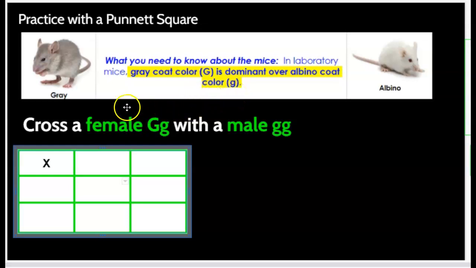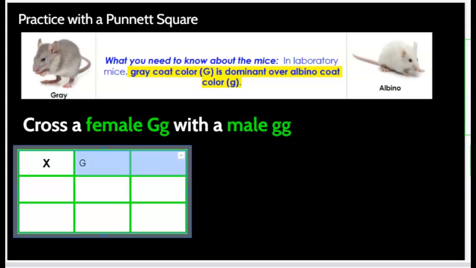So in this case, we're crossing a female who is heterozygous, and remember, heterozygous means it has one dominant trait, one recessive trait. And we have a male who is homozygous, which means he has the same trait, but this time it's homozygous for recessive. And it doesn't matter which side you put the female traits on. So we're going to put the mom.